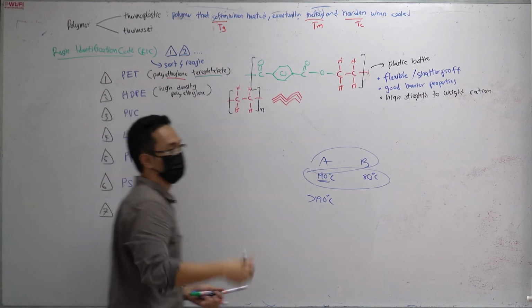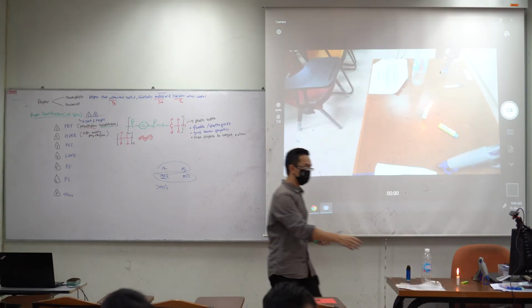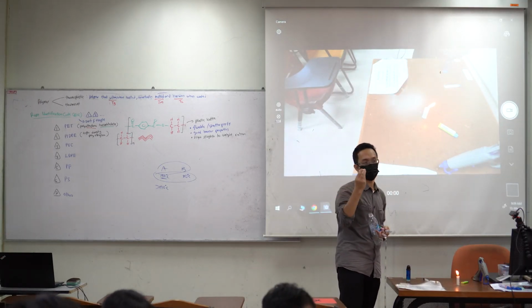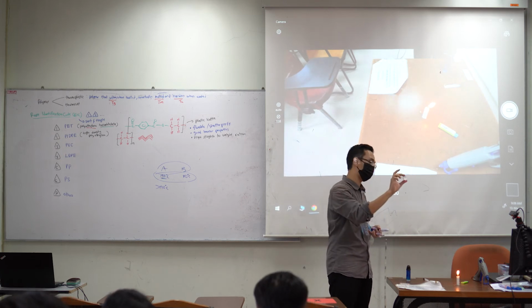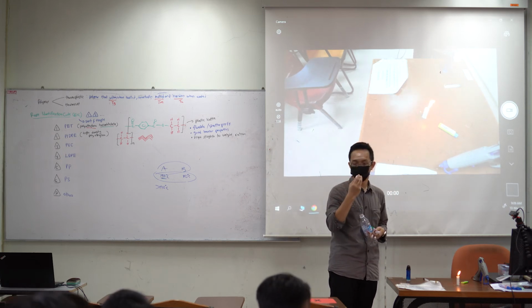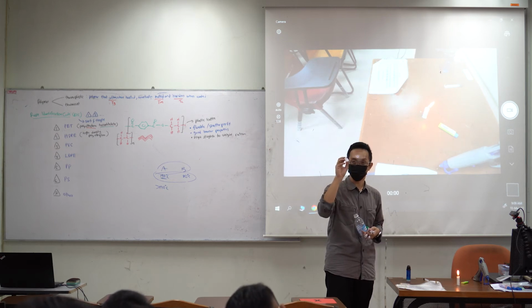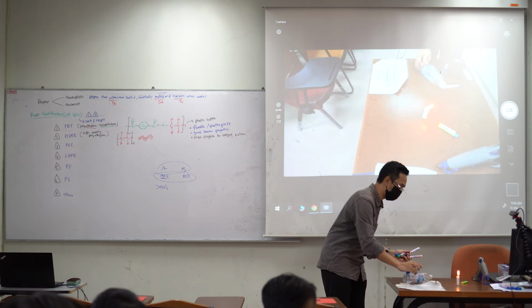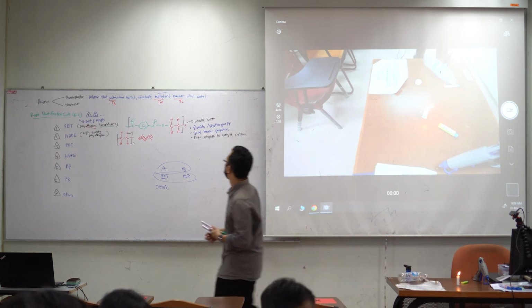So for the Raudah plastic bottle, the body is PET, but the cap is HDPE. If you look, the number at the cap is 02. Yeah, it's different. This is 01, this is 02. So that's an example of HDPE.